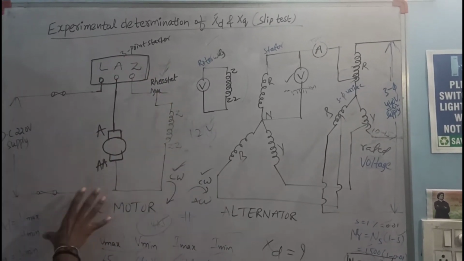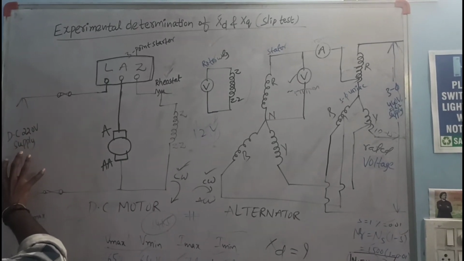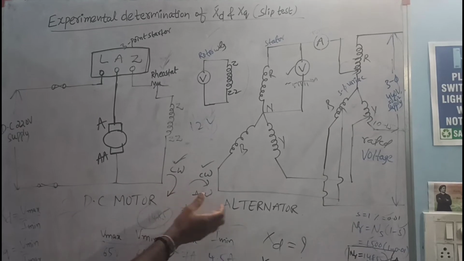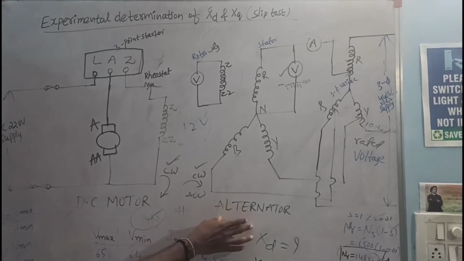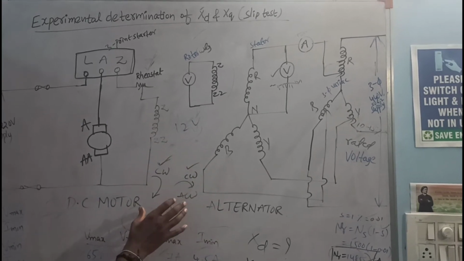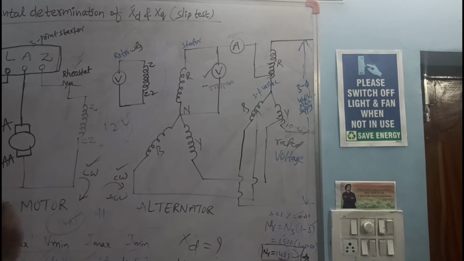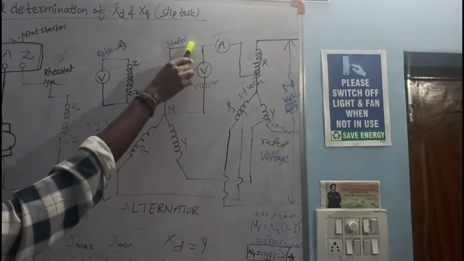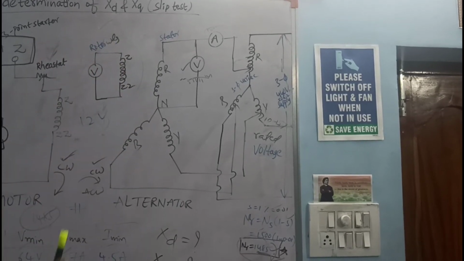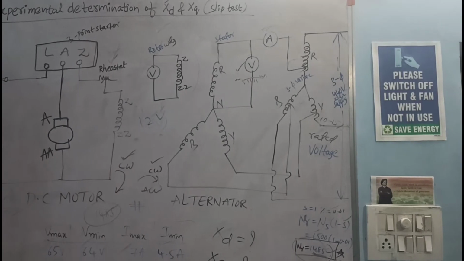Finally, the DC motor output is mechanical energy. Here we give electrical energy, which is converted to mechanical energy. This mechanical energy is coupled to the alternator. The alternator input is mechanical energy, so we want mechanical energy. In this setup, this is the stator winding and this is the rotor winding of the alternator.